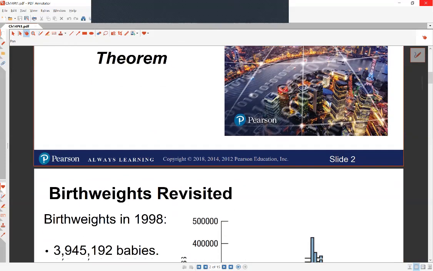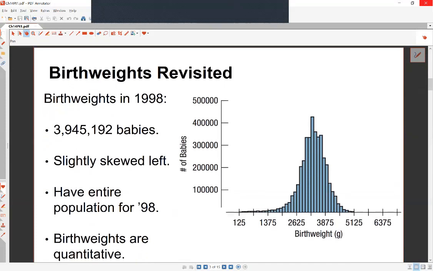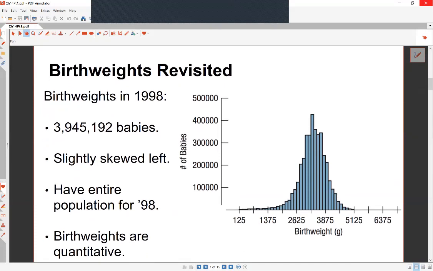Now, the easiest way to get at the concept that we're discussing today is to revisit a data set that we talked about at the start of chapter 13. There, we were looking at the proportion of babies born that were underweight at birth. But let's say we're not interested in a proportion per se. Let's say we're just interested in the average birth weight.